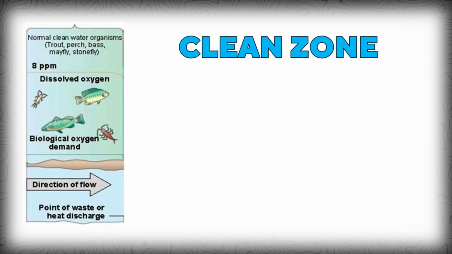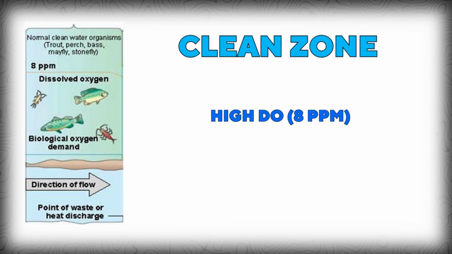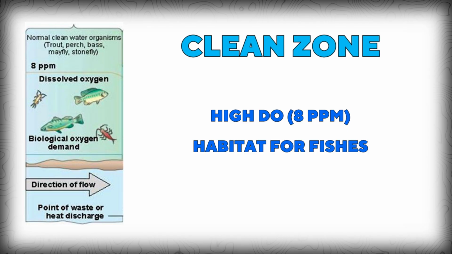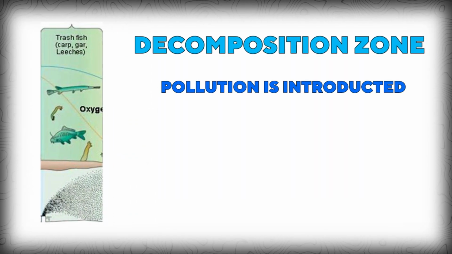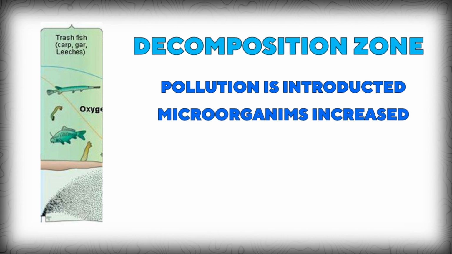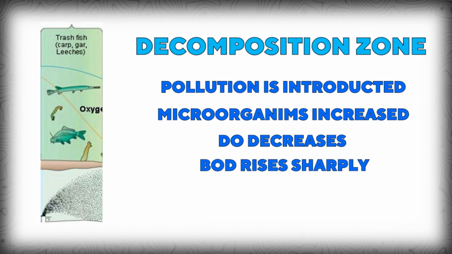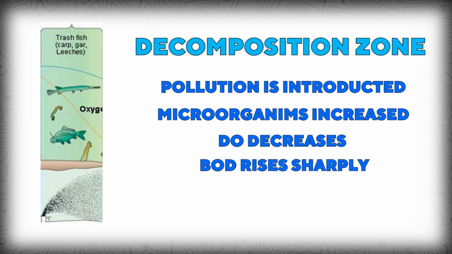First, we have the clean zone, which requires a high DO, or dissolved oxygen, of around 8 parts per million, or ppm. With this, it results in clear water which can be used as a habitat for the fishes. Next is the decomposition zone, where organic waste is introduced, and microorganisms increase to decompose the waste, and DO starts to drop as oxygen is consumed. The BOD also rises sharply, and pollution-tolerant fish such as carp and gar start appearing.